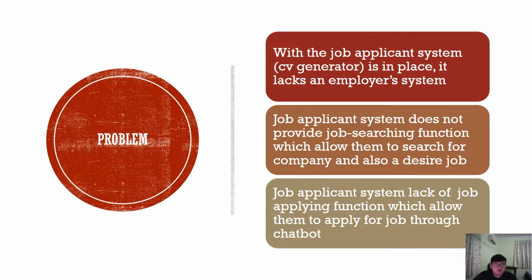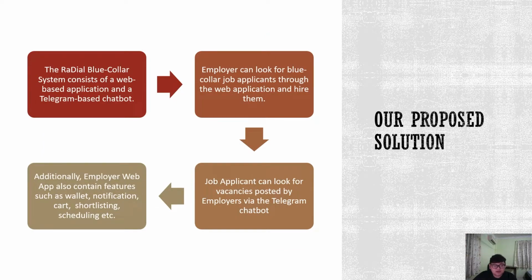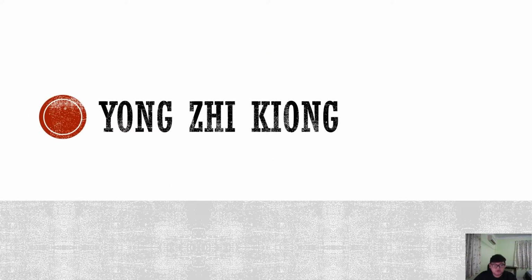Therefore, our team came up with the idea to create a blue-collar system that consists of a web-based application and a Telegram-based chatbot. Employers can look for job applicants and hire them through the web application, and job applicants can look for vacancies posted by employers via the Telegram chatbot. The web app will also contain features such as wallet, notification, shortlisting, and schedule meeting. I will now pass to my team member Yong.